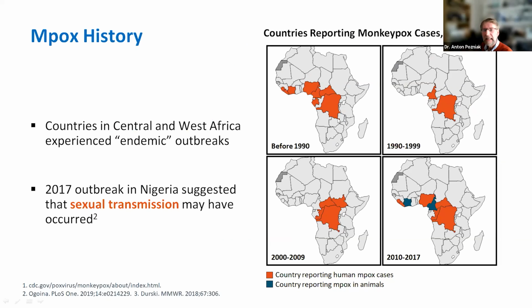And you can see here before 1990, the countries in Africa that were affected, and then more countries and more. And you can see this is the state of play up to 2017. And most of the transmission was thought to be contact at that time. But in 2017, there was a suggestion that sexual transmission in Africa was taking place with monkeypox. And of course, that's got great relevance to the current outbreak.